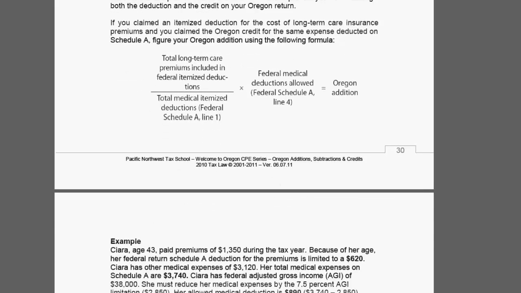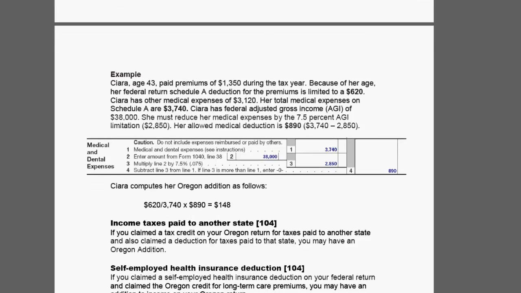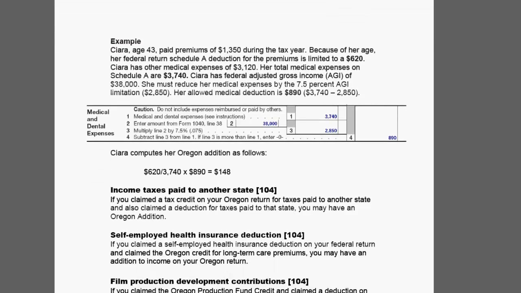Sierra, age 43, paid premiums of $1,350 during the year. But because of her age, her federal return Schedule A deduction for the cost of premiums is limited to $620. Sierra has other medical expenses of $3,120. Her total medical expenses on Schedule A are $3,740. Sierra has federal adjusted gross income of $38,000, so she must reduce her medical expenses by the 7.5% limit, which is $2,850. Her allowed medical deduction is $890 after applying the limit.